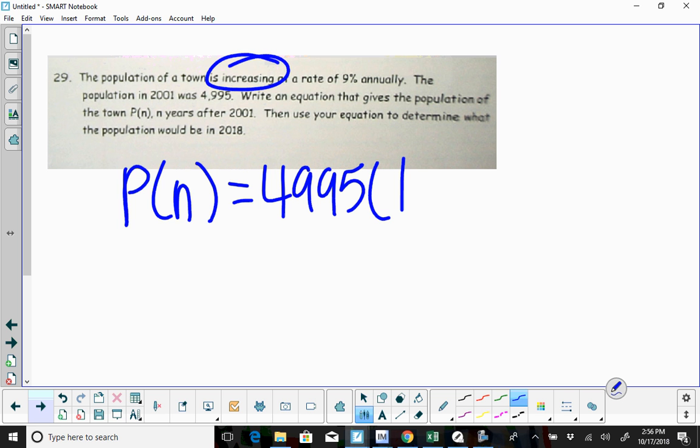You choose by the problem. Increasing means plus. Our rate is 9%, which is 0.09. Okay, to the t, to the x, to the n, whatever you want to. They use n in the problem, so we probably should put an n there. That's what would be on the EOC if you were taking it.